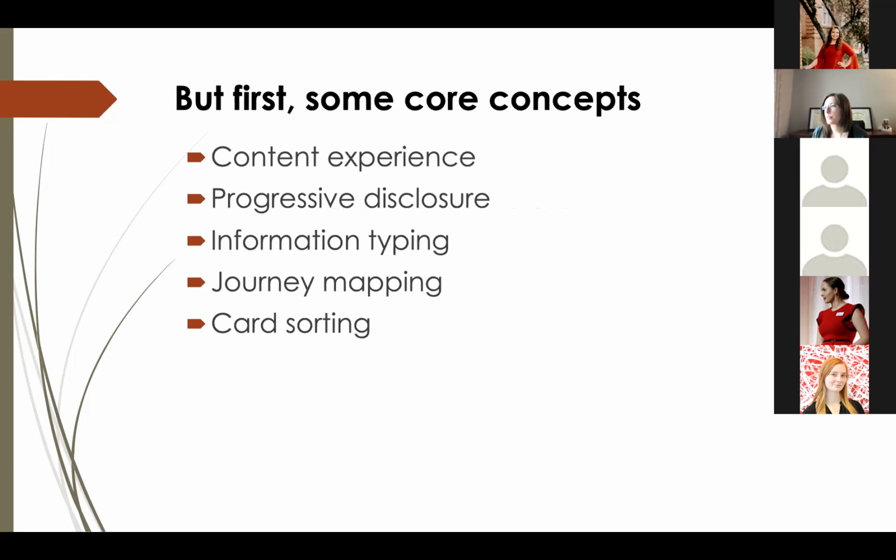So first, let's start off with those core concepts. I'm going to go through the ones that come into play mainly in mapping your content experience: progressive disclosure, information typing, journey mapping, and card sorting. These are both concepts and UX or information architecture tools that you can use to map out your content experience.